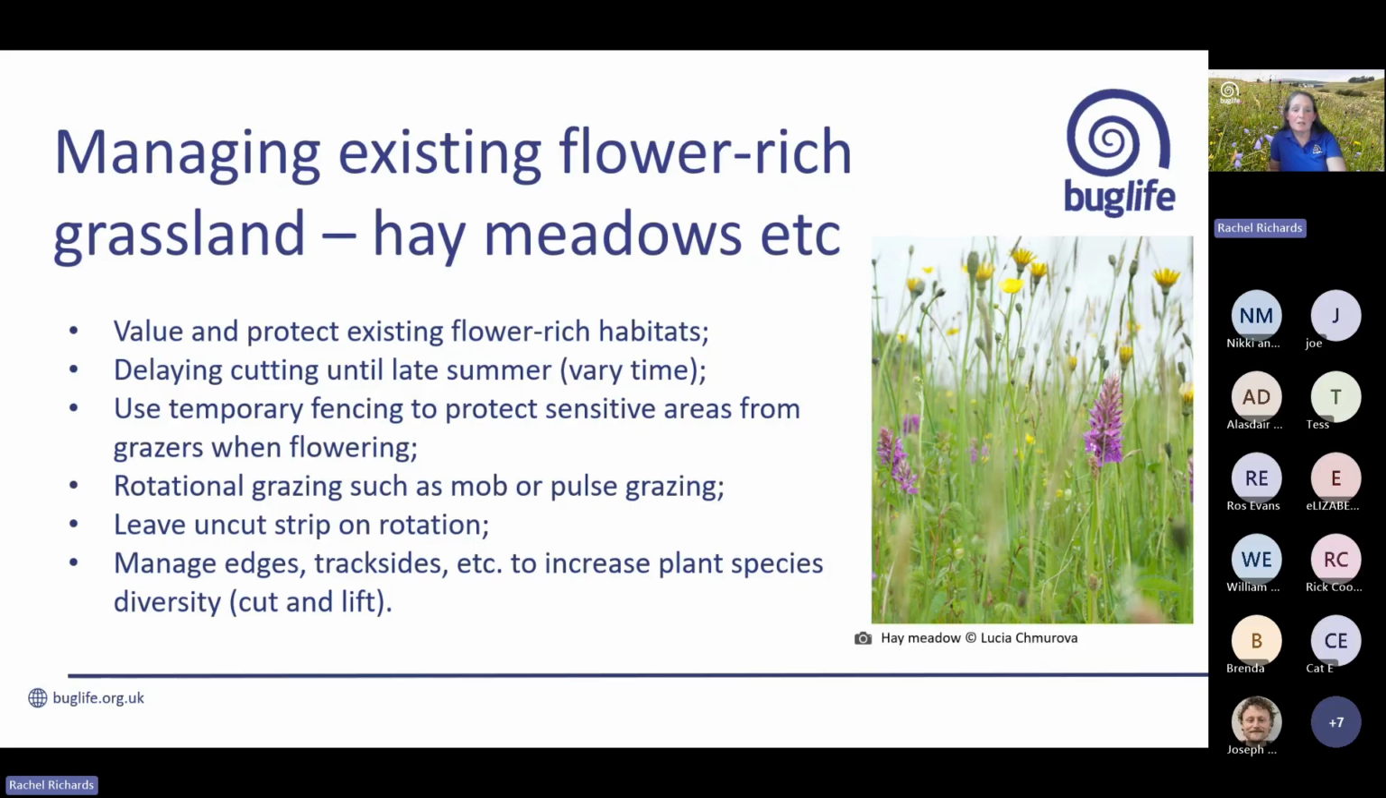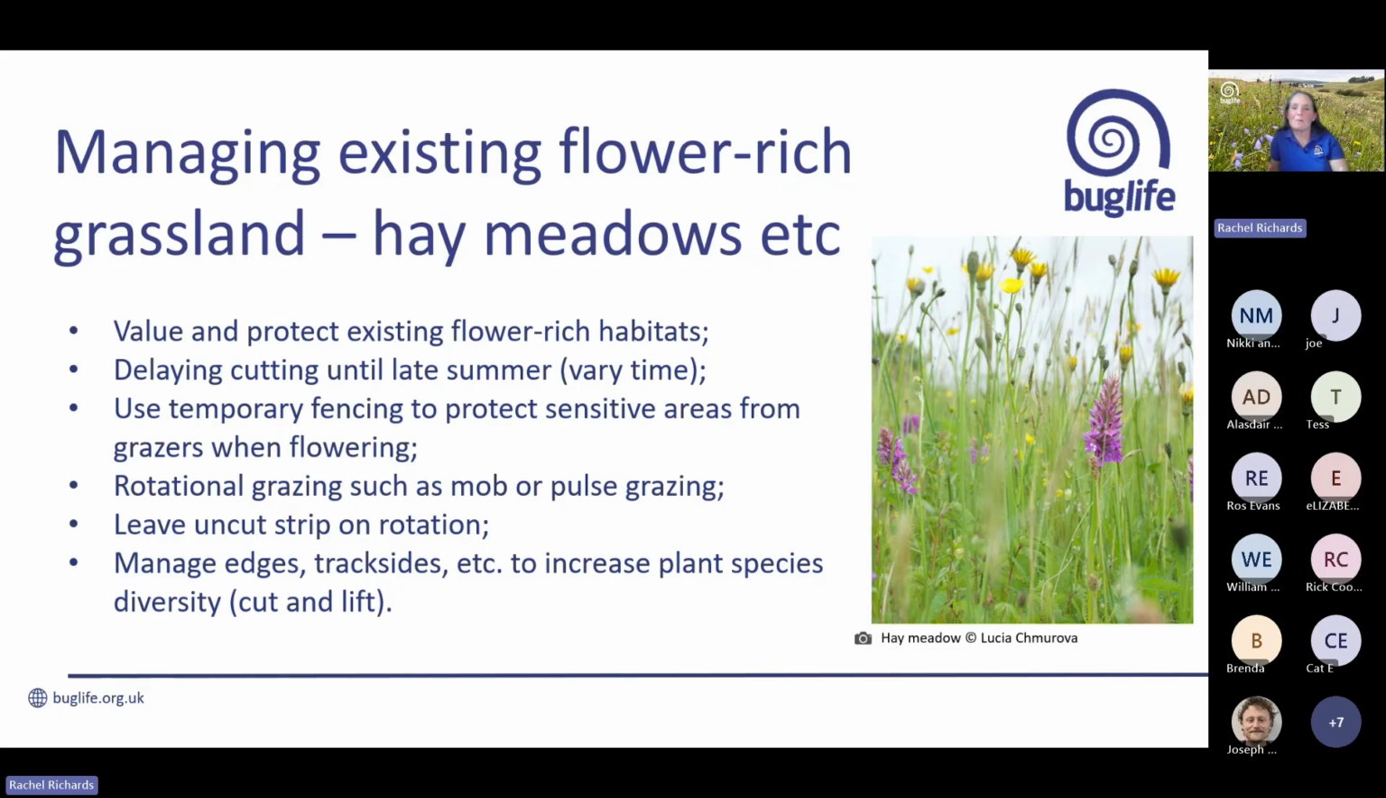Things like rotational grazing can be really good. So mob grazing and pulse grazing. So the cattle are always getting fresh forage, but you've also always got areas that are flowering. So you've got the flower resources and the forage for the animals. But obviously you need to have the infrastructure to be able to do that. And like I said, you can leave cut strips on rotation.